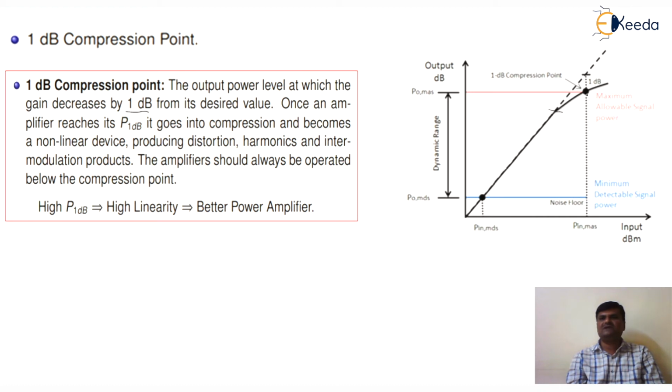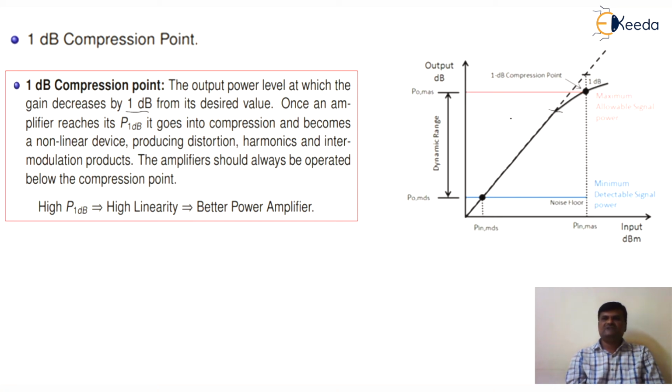In short, the 1 dB compression point is very important at the time of designing the power amplifier, because above the 1 dB compression point, the device acts as a non-linear device, which causes distortion and harmonics, whereas below the 1 dB compression point, it acts as a linear device.